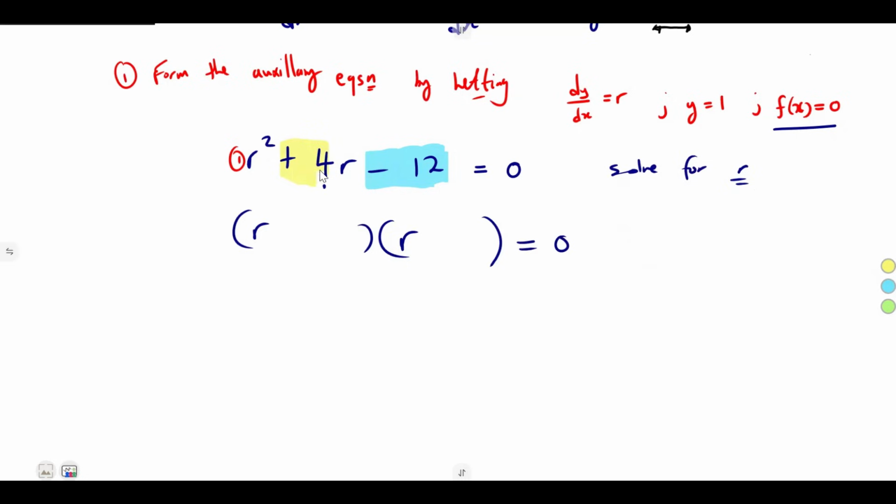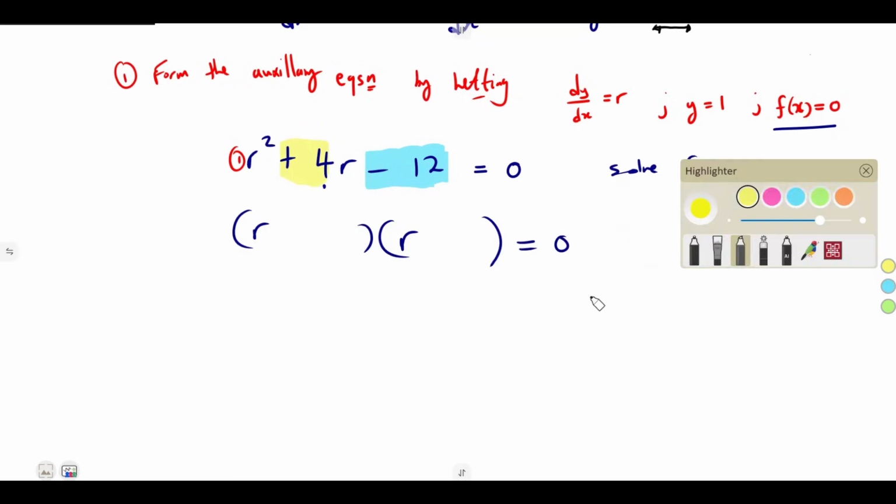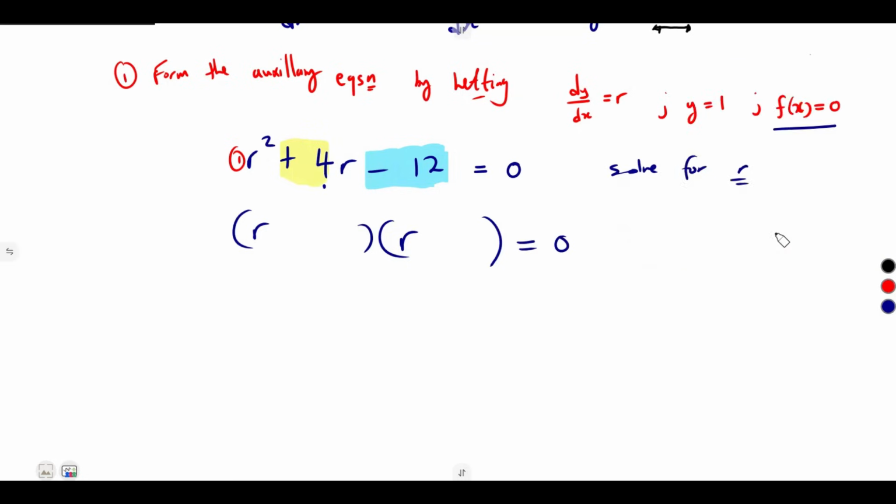These products must add up to positive 4. All right. So for negative 12, there is negative 6 and 2, or 6 and negative 2. Of these, the one that will add up to negative 4 is this one. If we add here, we're going to get positive 4. So that is it, positive 6, negative 6. So that is the brackets that you're going to have.